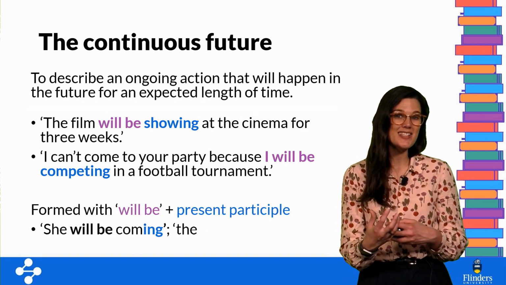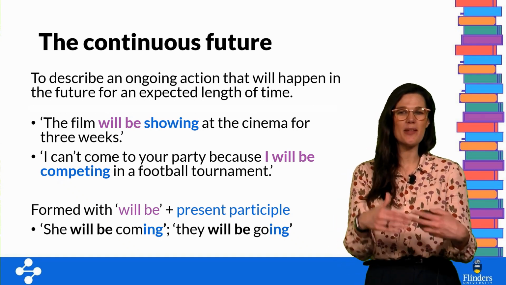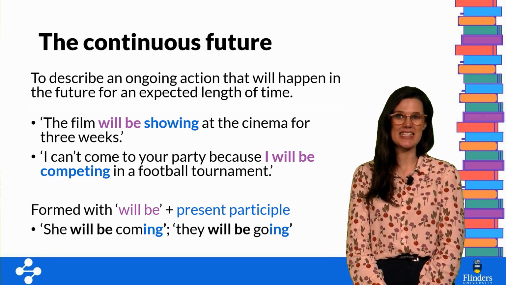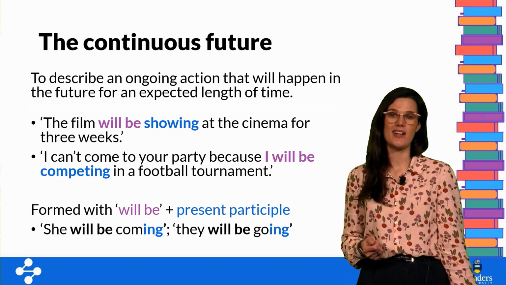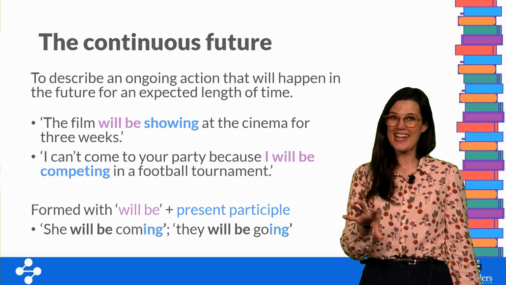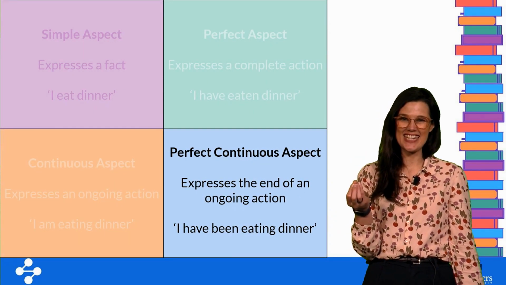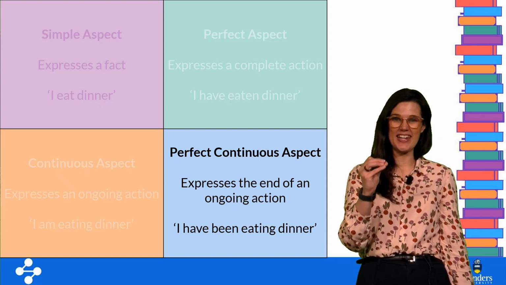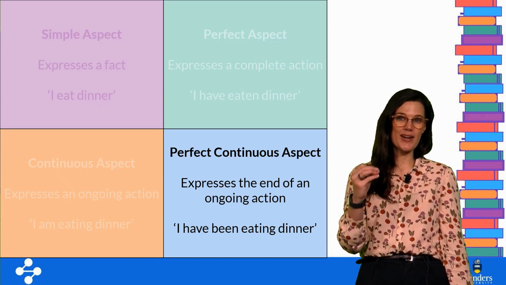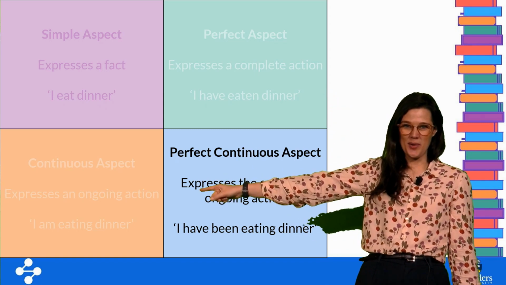And so we form this with the verb to be again in the future set, so will be plus the present participle. She will be coming. They will be going. So that's our continuous tense. Now let's look at the last aspect, the perfect continuous. This is the really tricky one because this is where we bring together the complete action with the ongoing action.